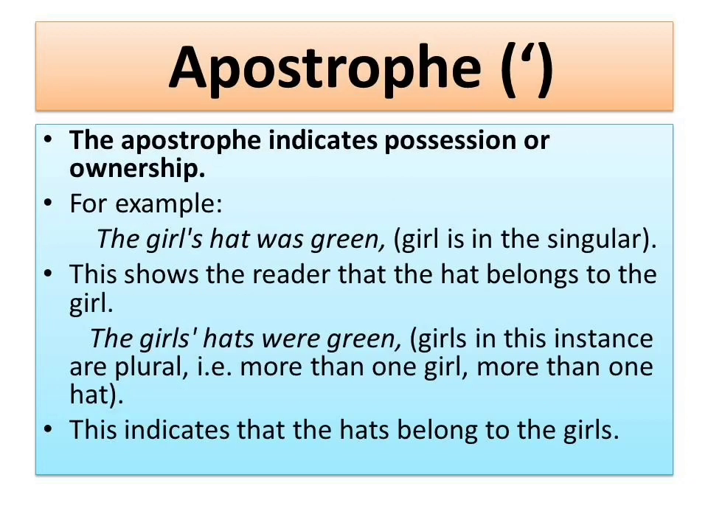Next one is apostrophe. The apostrophe indicates possession or ownership. For example, the girl's hat was green. It means girl is in the singular. This shows the reader that the hat belongs to the girl.